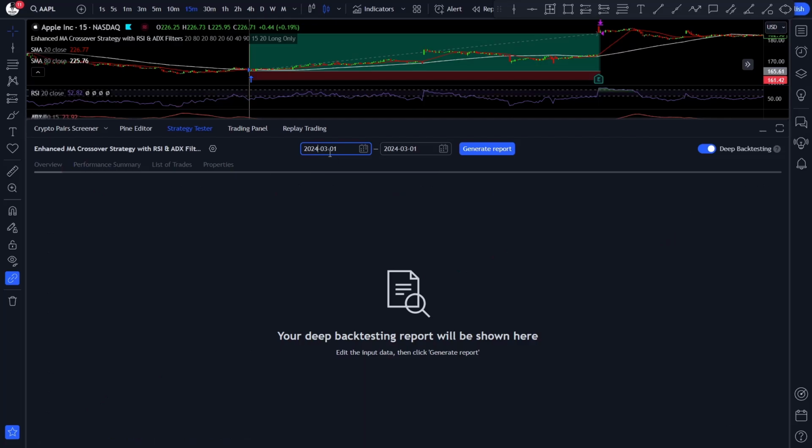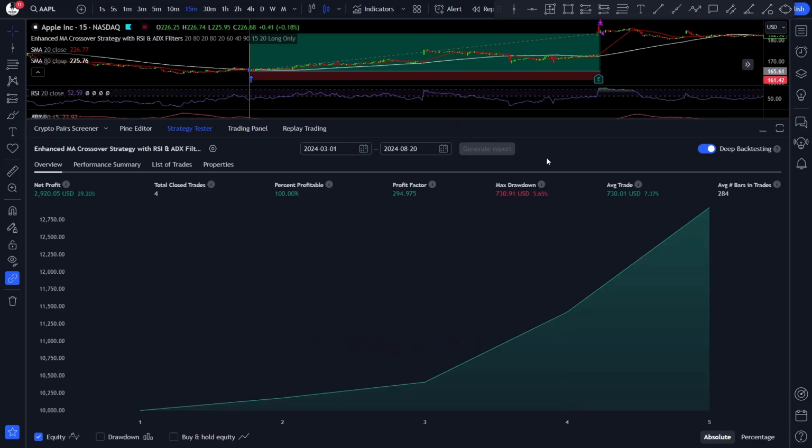Let's see. I set the start date to 2024, 1st of March, and the end date to 2024, the 20th of August. So this is the out of sample after optimization date backtest results, and they are absolutely amazing. Although we only got 4 trades, the script generated 29% net profit, which is great, it had a 100% win rate, so no losing trades at all. And when you don't have losing trades, the profit factor will be absolutely huge, in this case around 300. The max drawdown is just 5.6%.